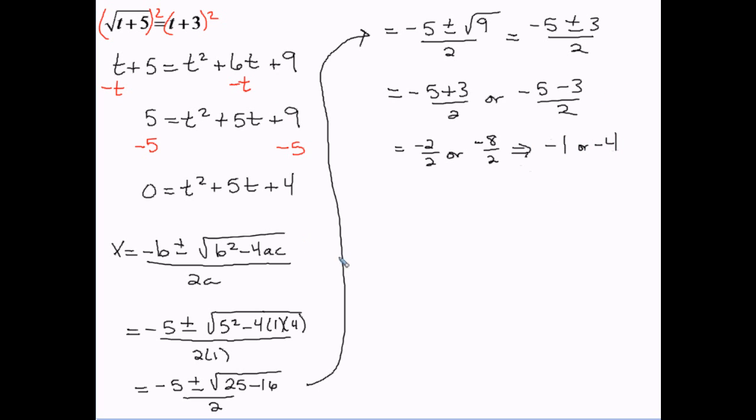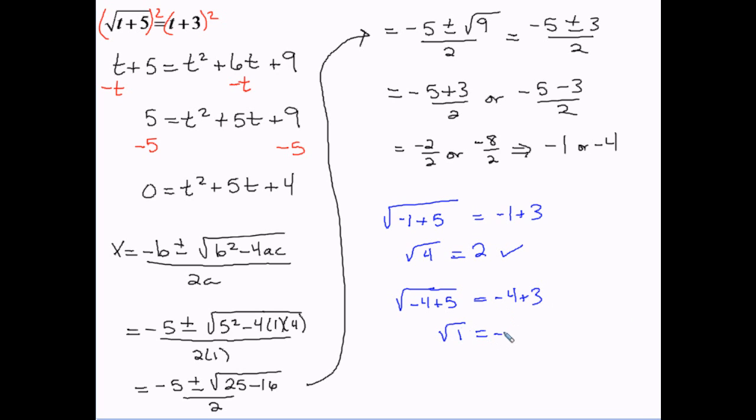Okay, so if you didn't see the factor, you could use the quadratic. I still need to plug both of those in, though, to see if this is true. Negative 1 plus 5 is equal to negative 1 plus 3. So I get the square root of 4 is equal to 2. This is true. If I have negative 4 plus 5 is equal to negative 4 plus 3, I get the square root of 1 is equal to negative 1. This is not true. So my only true answer is negative 1, not negative 4.